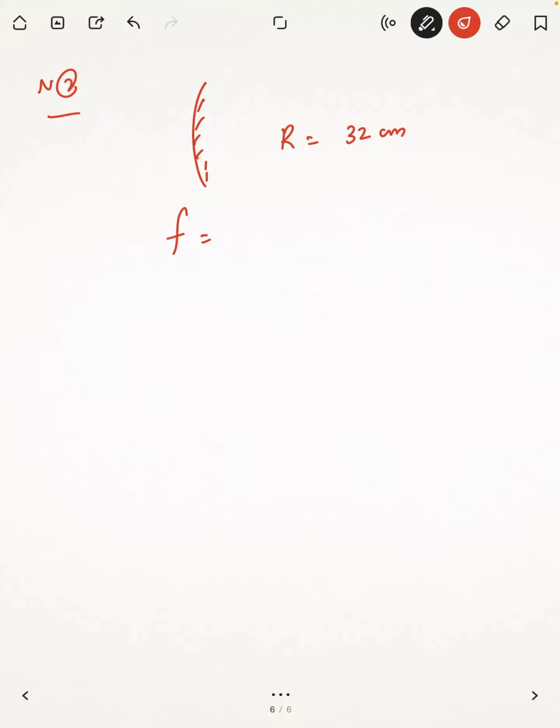F equal to r by 2, that is equal to 32 by 2. Focal length is positive, so you have to write plus 16 centimeter as per sign convention. A positive sign means that it is a convex mirror. When you write f plus 16 centimeter, it is a convex mirror. When you write f equal to minus 16 centimeter, it refers to a concave mirror. Okay, so these are the important points.